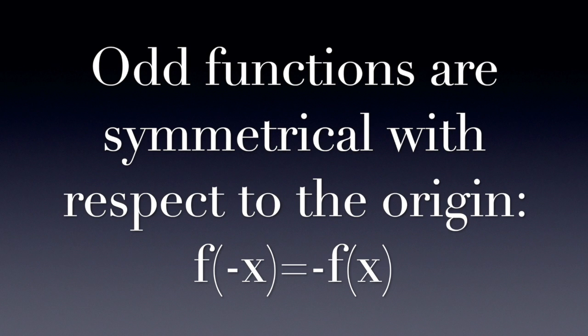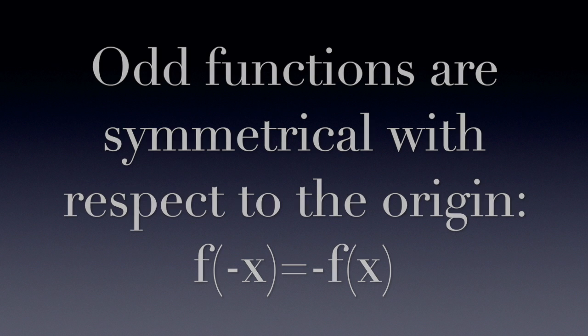Now let's talk about odd functions. Odd functions are those functions that are symmetrical with respect to the origin, and to check the equation of a function for oddness, you need to replace each x with negative x again, but the resulting function should have every single sign flipped. In other words, wherever you originally saw plus, you should have minus, and vice versa.